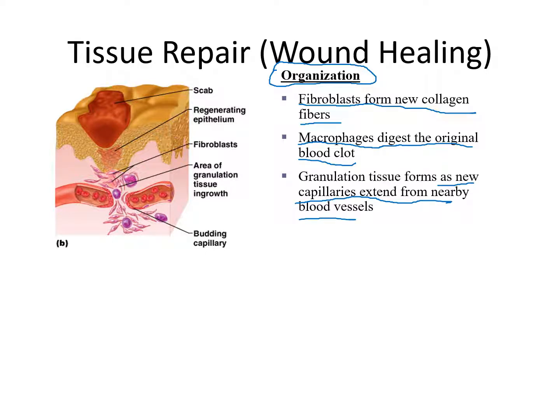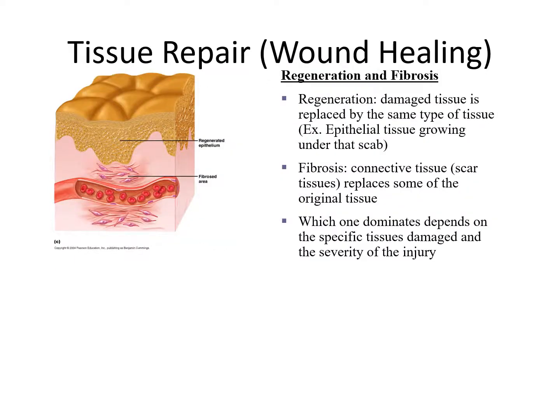The last stage, regeneration and fibrosis. So regeneration is when the damaged tissue is replaced by the same tissue type. So there's no scarring that happens. This is called regeneration, right? And some organs, for example, are very good at this. For example, the liver will typically regenerate, while muscles, for example, will undergo fibrosis. So fibrosis is when that damaged tissue is replaced by non-functional tissue called scar tissue, right?